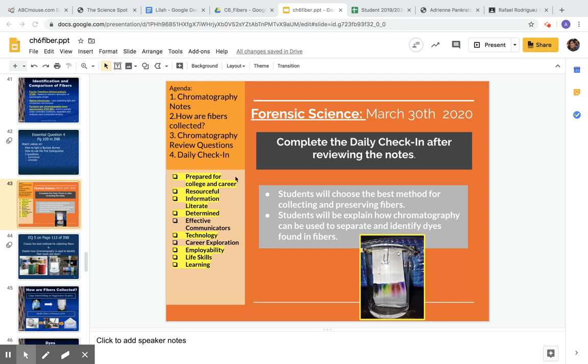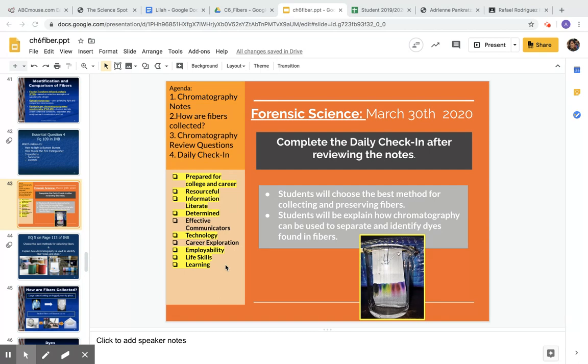As far as our PRIDE and our T cell, we are definitely prepared for college and career because you're logging in just like you would if you were in college. We're resourceful, working through this COVID-19 thing. We're going to make it, by the way. We're information literate. We're determined because we're going to graduate and we're going to celebrate. And of course, we're using technology. We're employable, life skills, and we're learning.